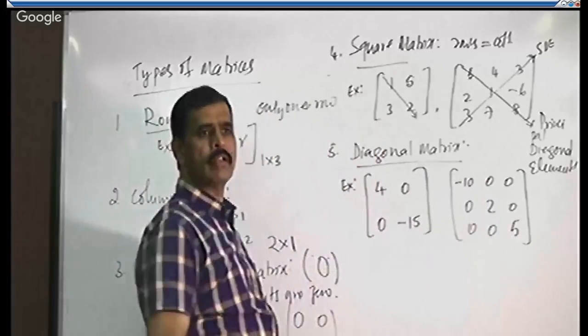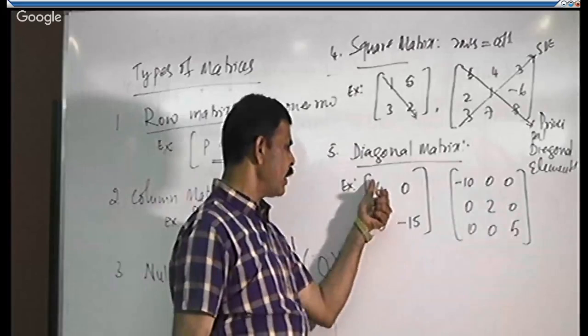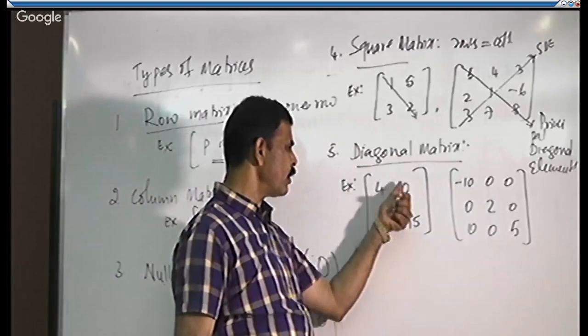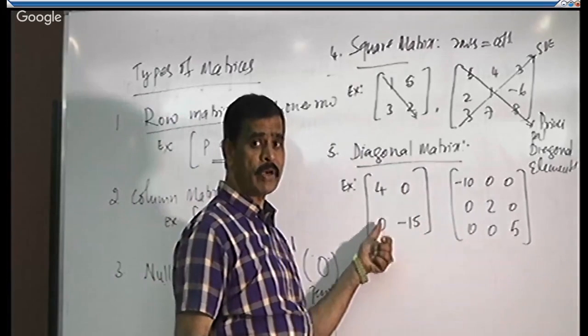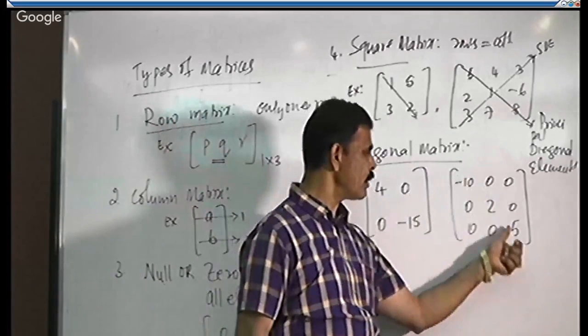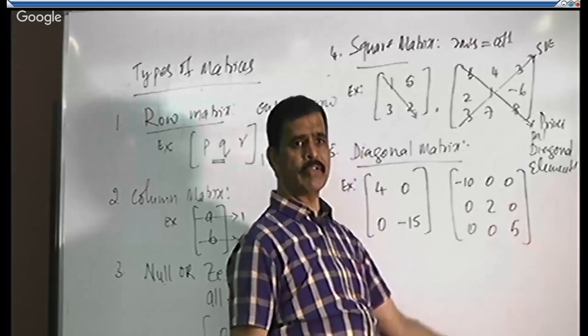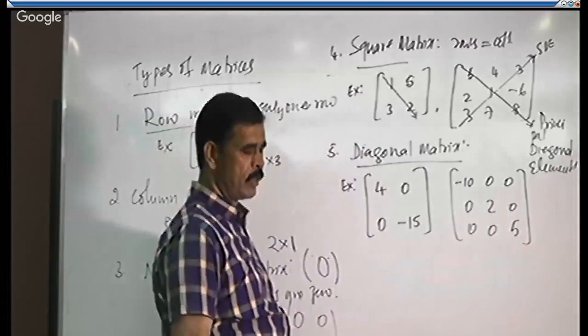Have a look at these two matrices. In the first matrix, except for the principal diagonal elements, what are the other elements? They are 0. Hence it is a diagonal matrix. Except for the principal diagonal elements, the other elements are equal to zeros. Hence it is a diagonal matrix.